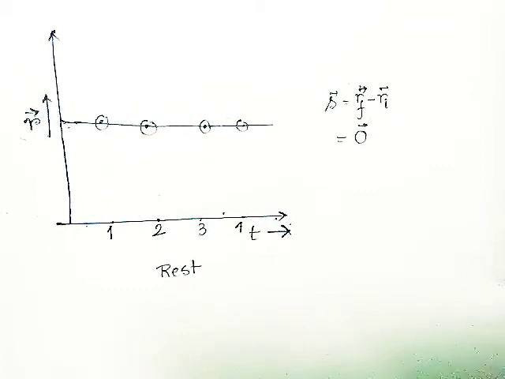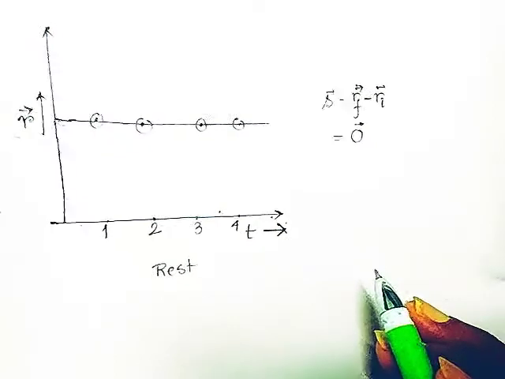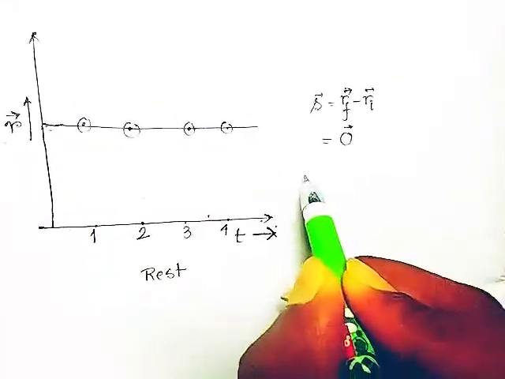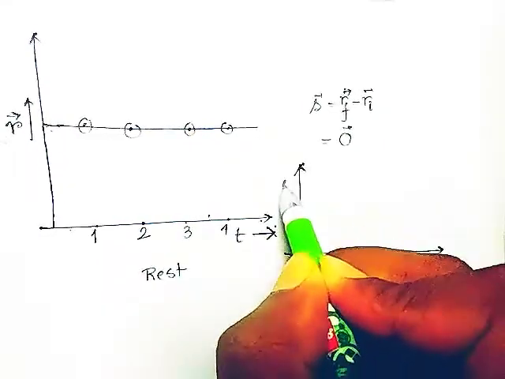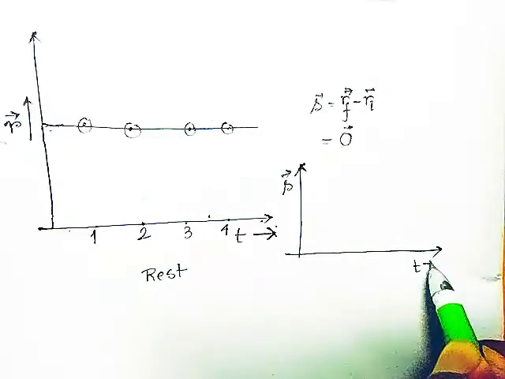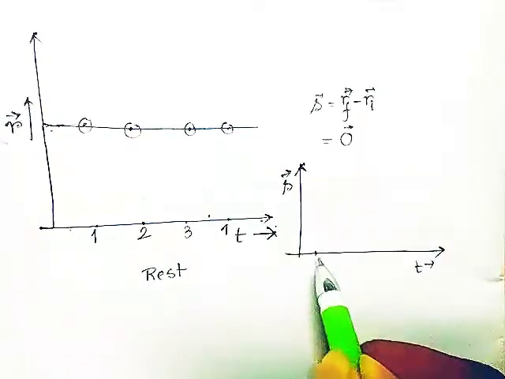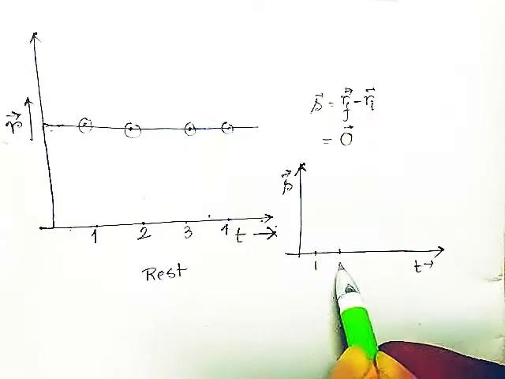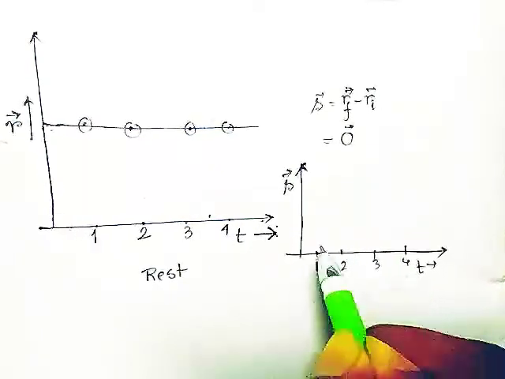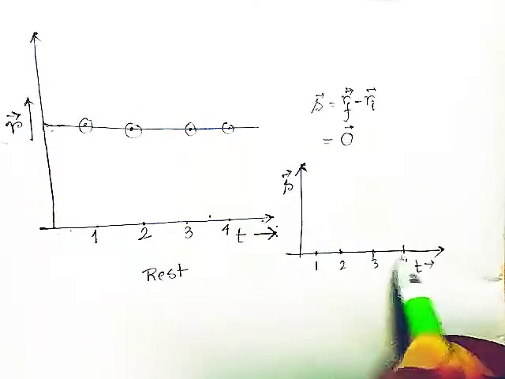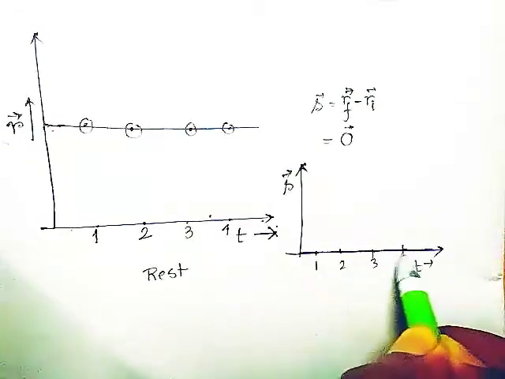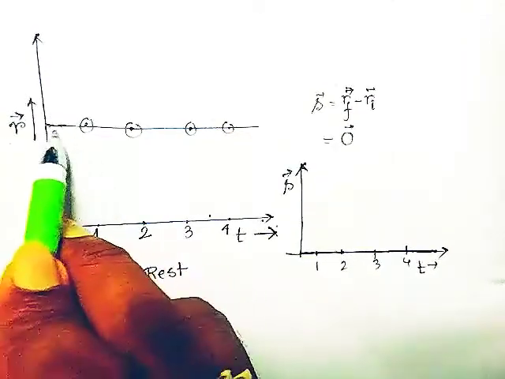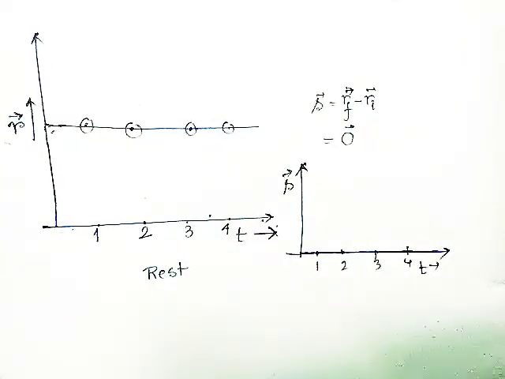Since that is not changing, now I am representing the displacement with time. For the first day, second day, third day and fourth day, whatever it be, the displacement is 0. So what we can say is that the curve is not only parallel to the time axis, it is on the time axis.